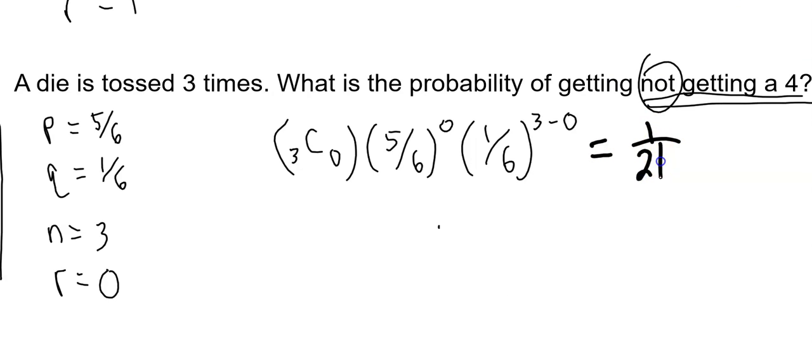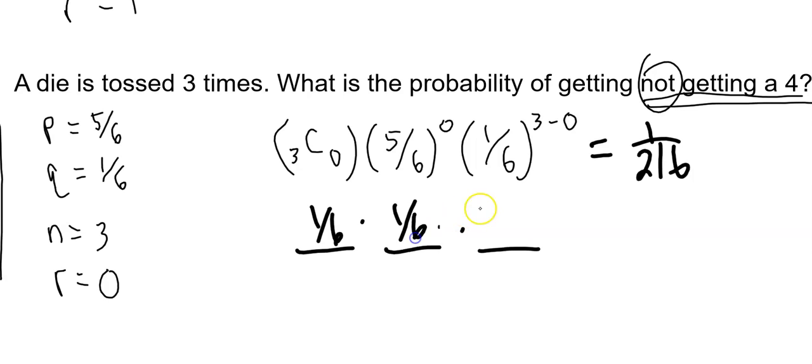1 over 216 is our answer. By the way, because this was essentially saying you want to get a 4 every time, I could have calculated this easier. Getting a 4 is 1 out of 6. I'm getting the same answer every 3 times. So in this case, it's kind of an easier problem. I could have actually done 1/6 times 1/6 times 1/6. Oftentimes with probabilities, there's different ways to get there, and you'll get the same answer, 1 over 216.